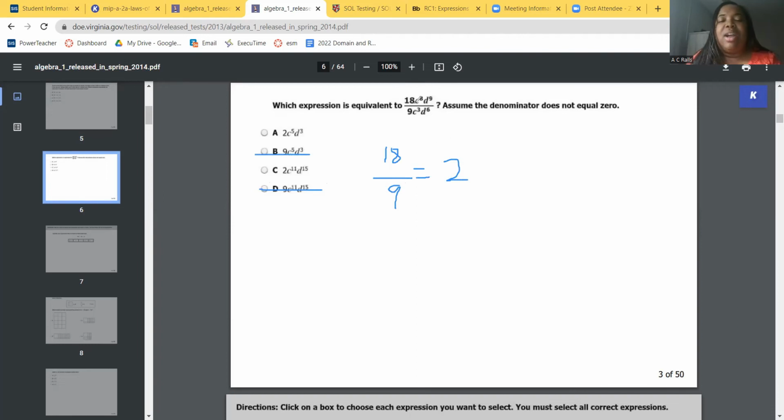So let's take a look at our C's. C to the 8th divided by C to the 3rd. That's the same thing. Yes, you can separate them if you need to. C to the 8th divided by C to the 3rd power. That's the same thing as saying C to the 8th minus 3 power, which is the same thing as C to the 5th power. So our answer is going to be C to the 5th power.